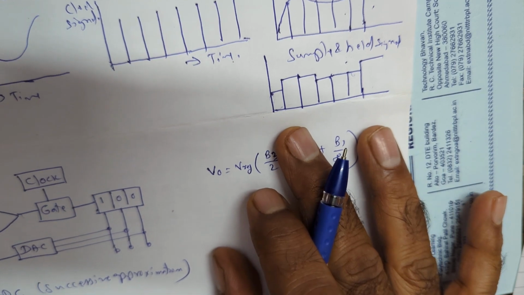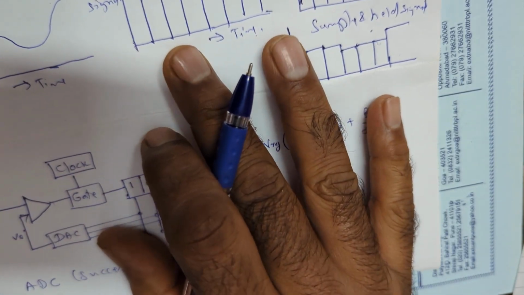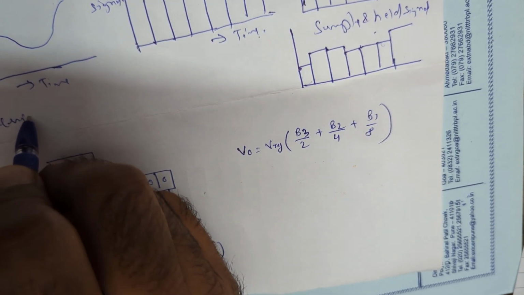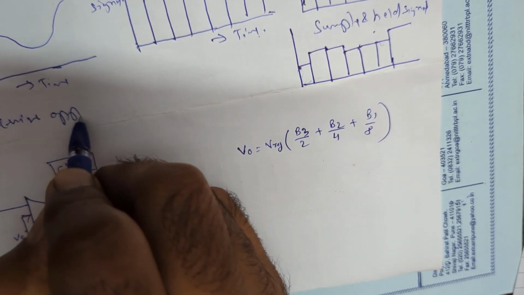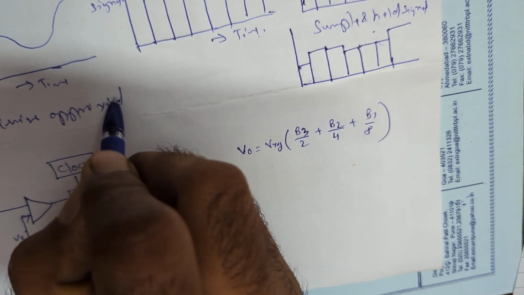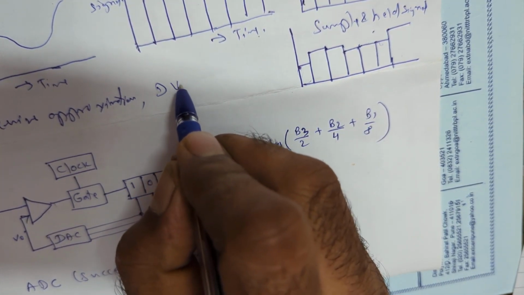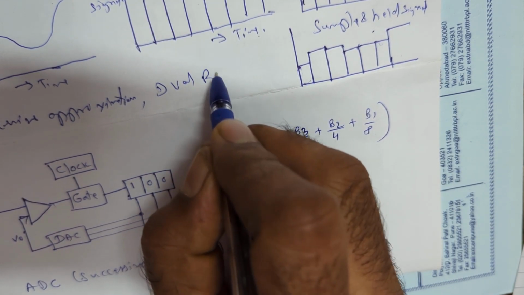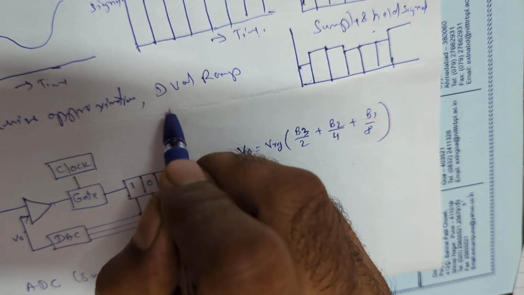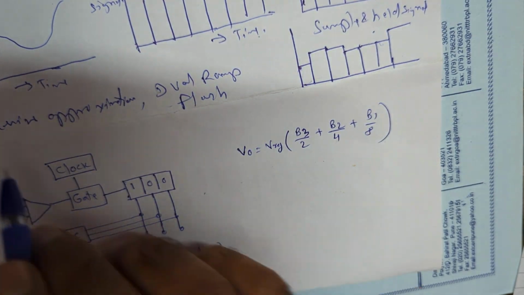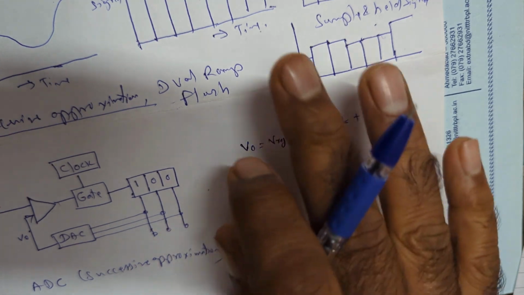Now we'll see the conversion process. Different types of methods are used. One is successive approximation, then dual ramp method, then flash. Like that, different methods are used. We'll see successive approximation method.